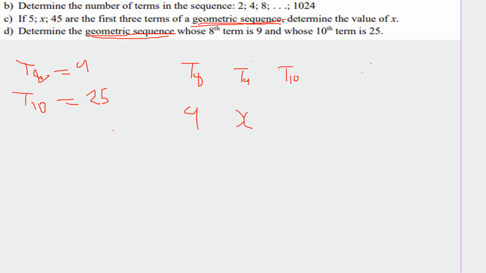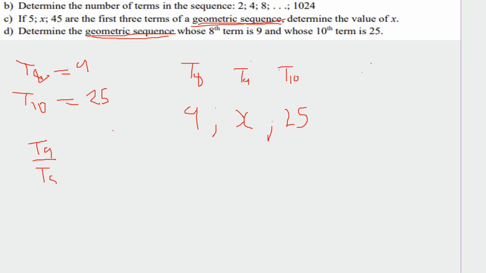And therefore we can say the value of term number 10 is 25. And therefore, when we have this, remember on the previous question, if you have 3 consecutive terms, you can actually find the middle term, which is term number 9. So let's try to find term number 9. To find that, we'll say term number 9 divided by term number 8.